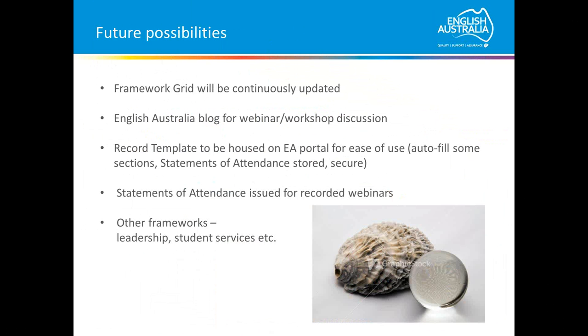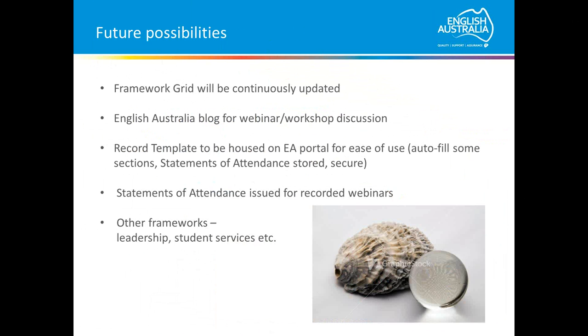At the moment, English Australia can issue statements of attendance for live workshops and also for live webinars. Unfortunately, we don't have the ability to register when somebody watches a recorded webinar, so we can't issue statements of attendance for when people listen to a recorded webinar. In the future, we would like to be able to, and we are moving to a new data system within the next year, and we're looking for that system to incorporate this feature.